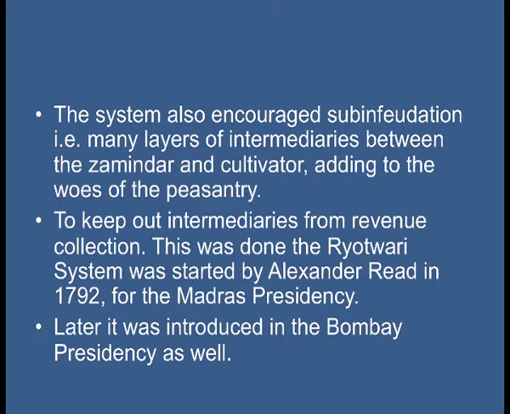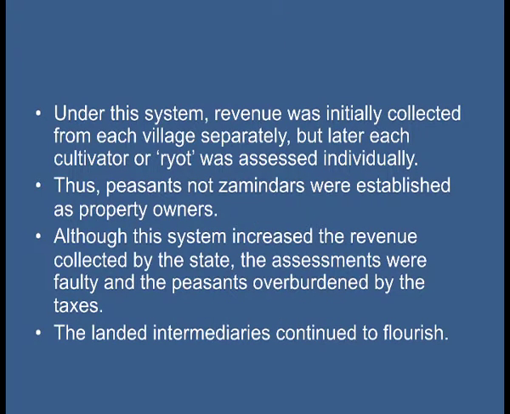started by Alexander Reed in 1792 for the Madras Presidency. Later, it was introduced in the Bombay Presidency as well. Under this system, revenue was initially collected from each village separately, but later each cultivator or rayat was assessed individually. Thus, peasants, not zamindars, were established as property owners. Although the system increased the revenue collected by the state, the assessments were faulty and the peasants overburdened by the taxes. The landed intermediaries continued to flourish.